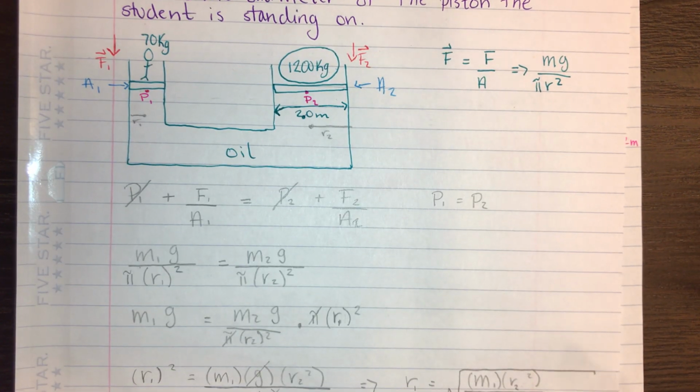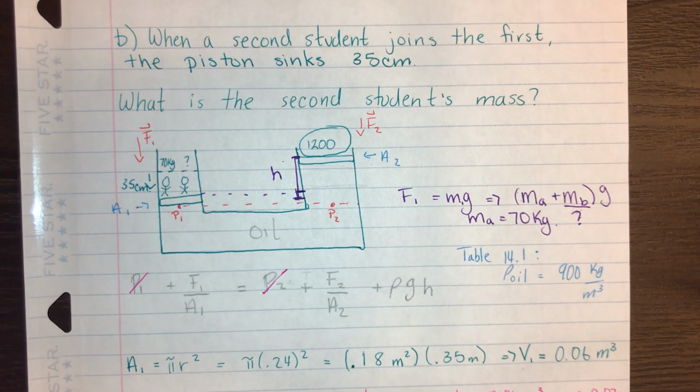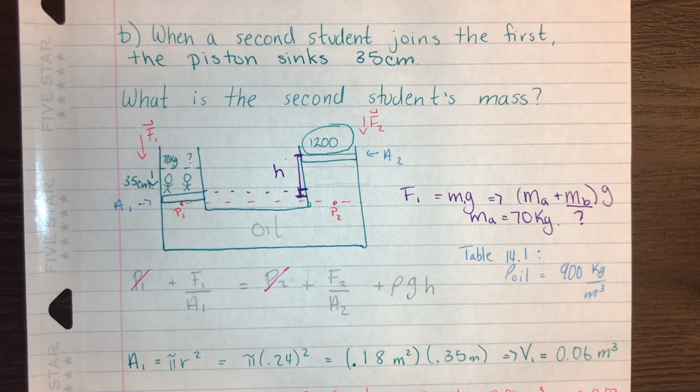For part B, it states, when a second student joins the first, the piston sinks 35 centimeters. And the question is, what is the second student's mass?